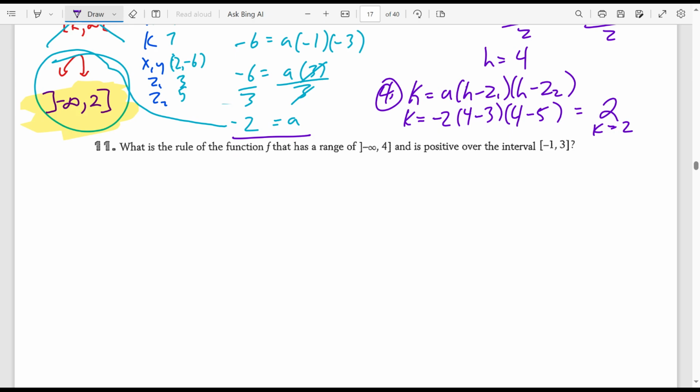Well, we know that our k is 4. So my k in this case is 4. Perfect. And that's just because it says range. Okay? So that makes that guy my k. Go back to your memory aid and see if you can remember. Is positive over the interval negative 1 and 3. What is that telling me?